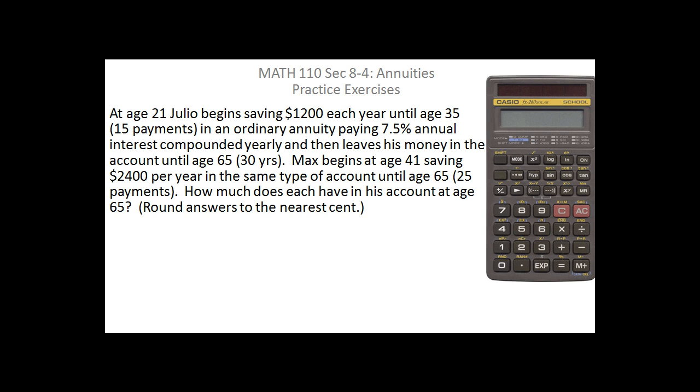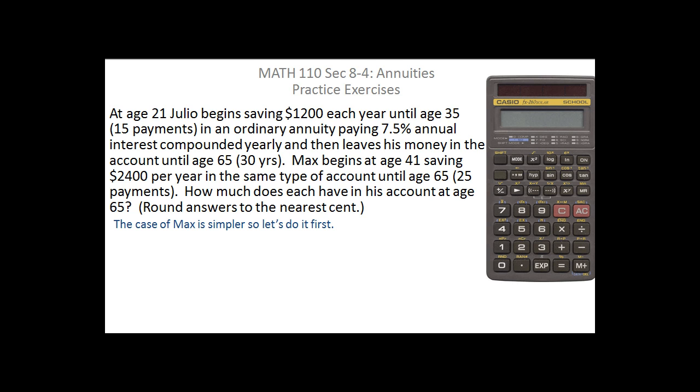And then he will leave that money in the account until he turns 65, and that's 30 additional years. Max begins saving at age 41, and he saves $2,400 per year in this same type of account until he becomes 65, which is 25 payments. The question is, how much does each have in his account at age 65? And we want to round our final answers to the nearest cent.